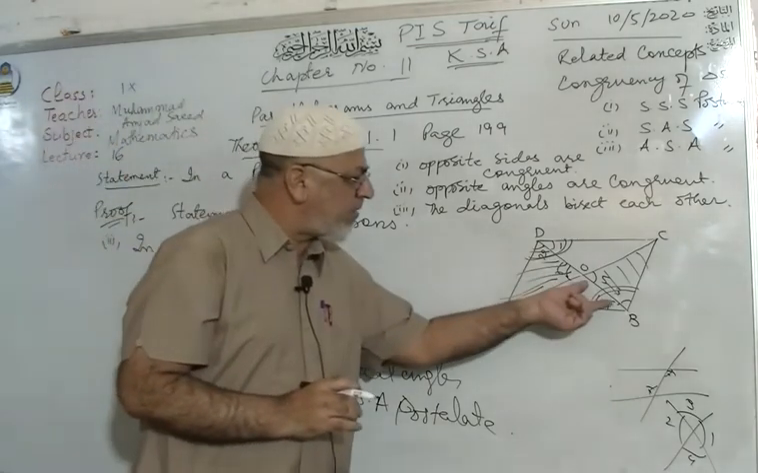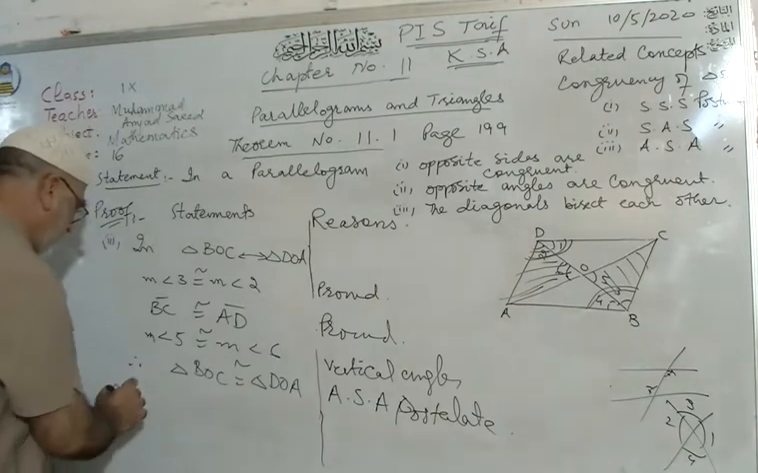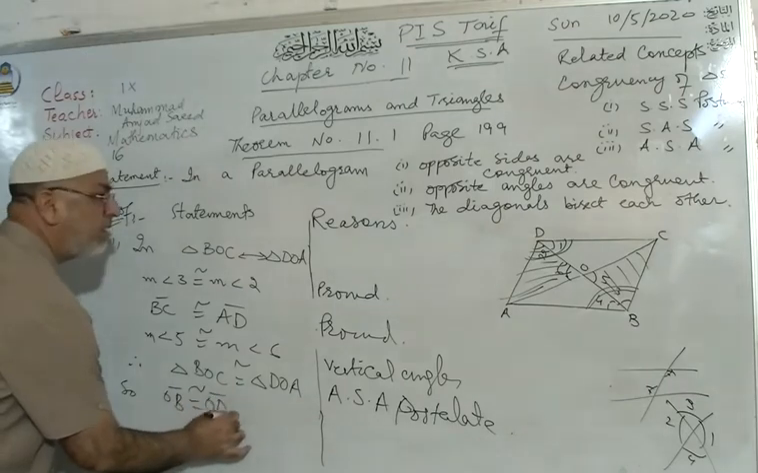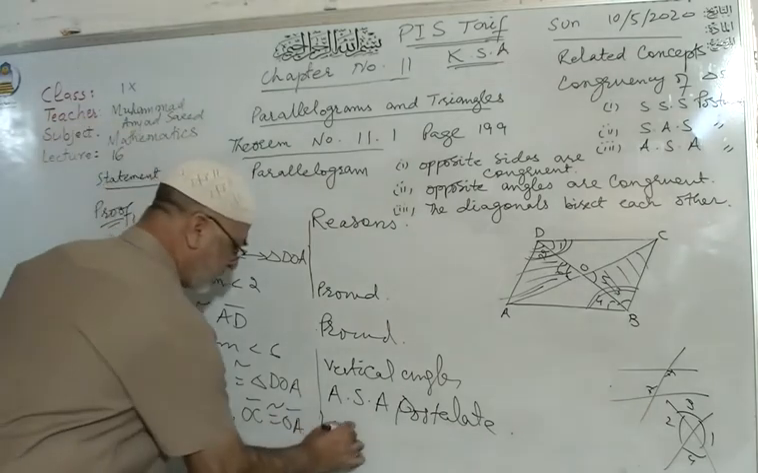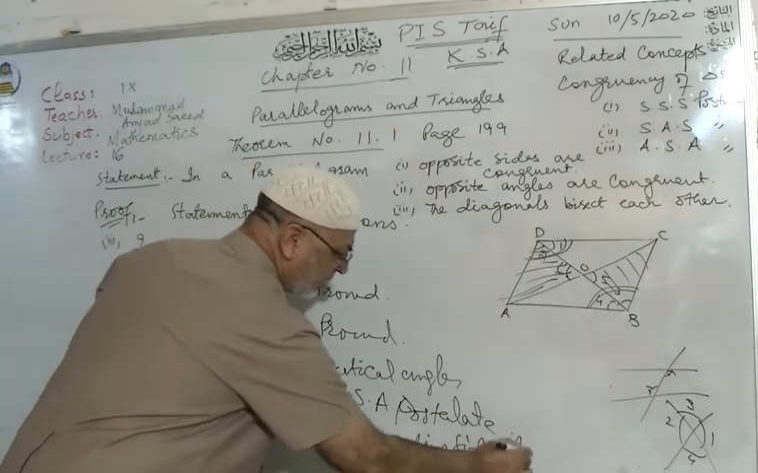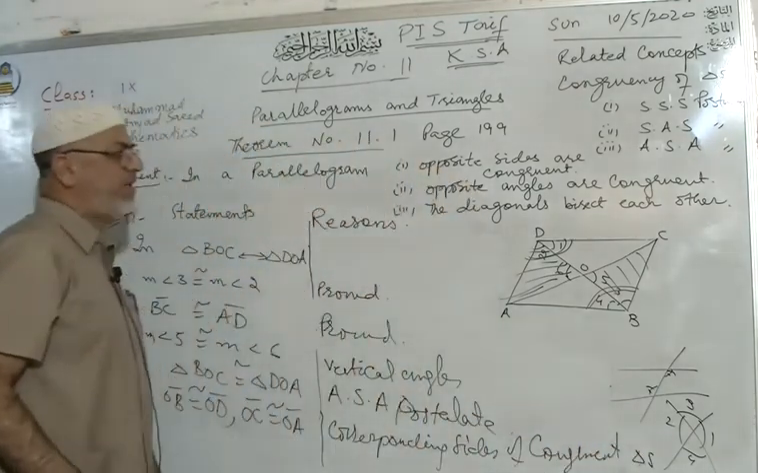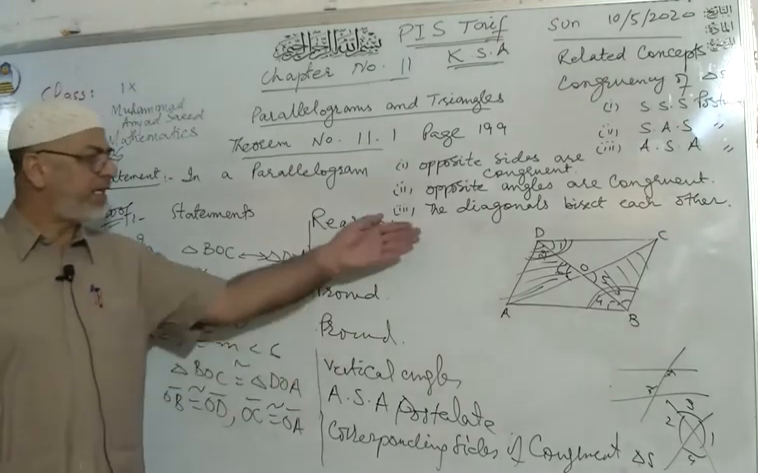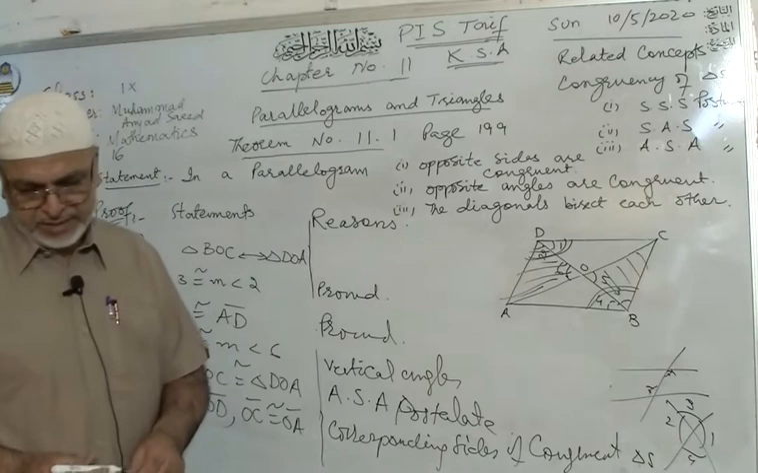So OB is congruent to OD and OC is congruent to OA. They are corresponding sides of congruent triangles. So in this way, my dear students, we have proved parts number 1, 2 and 3 with the help of this quadrilateral ABCD, and now it is confirmed that yes, they are parallelograms.